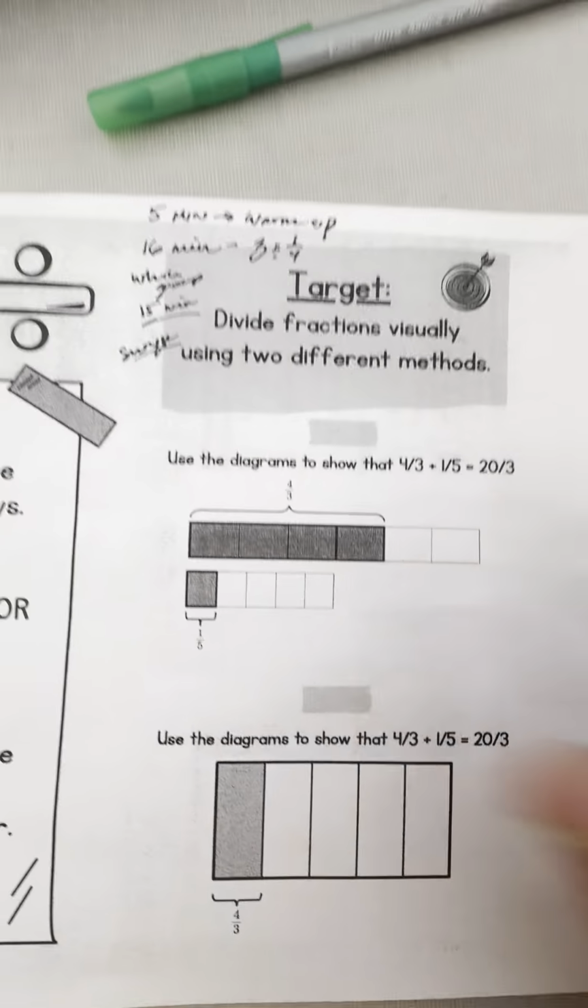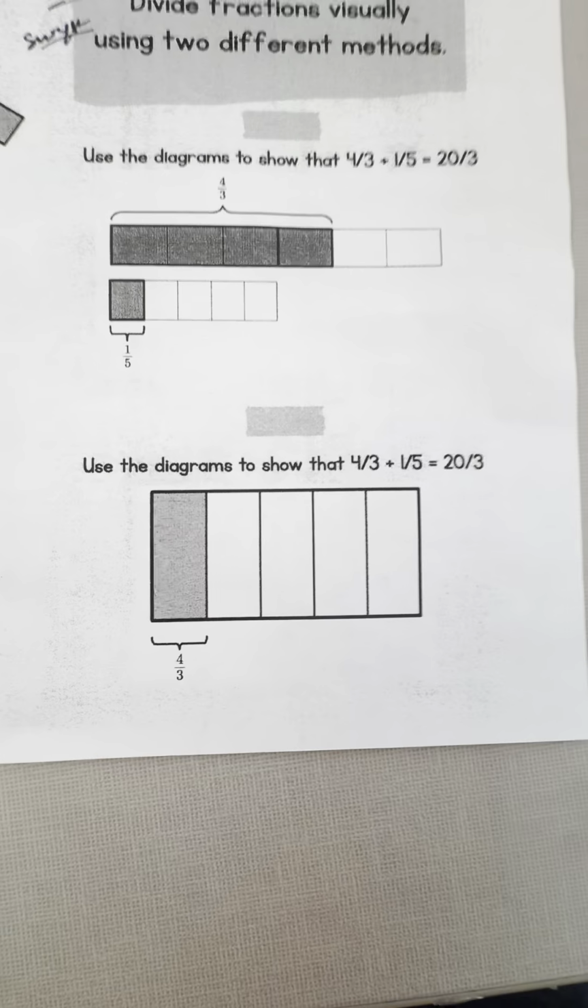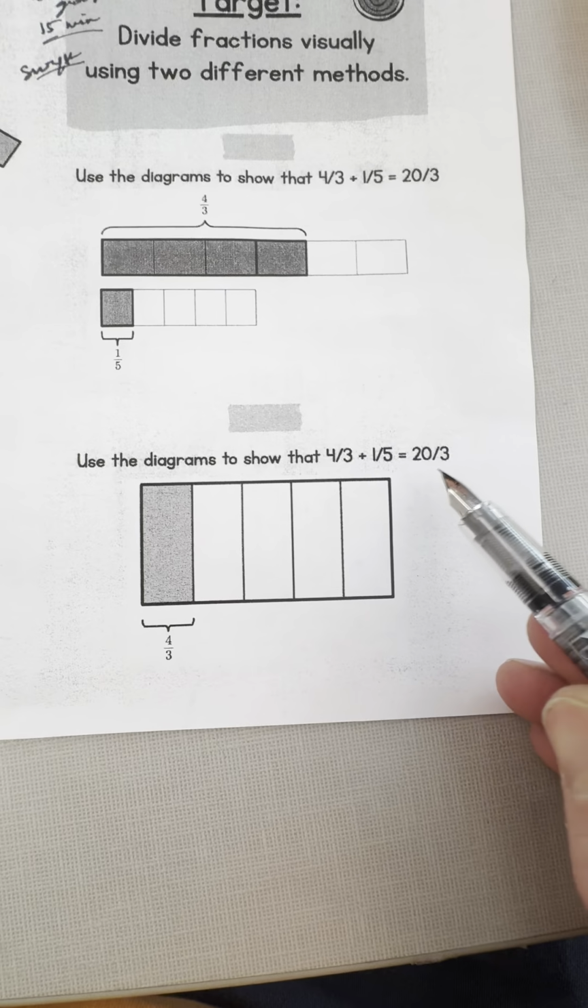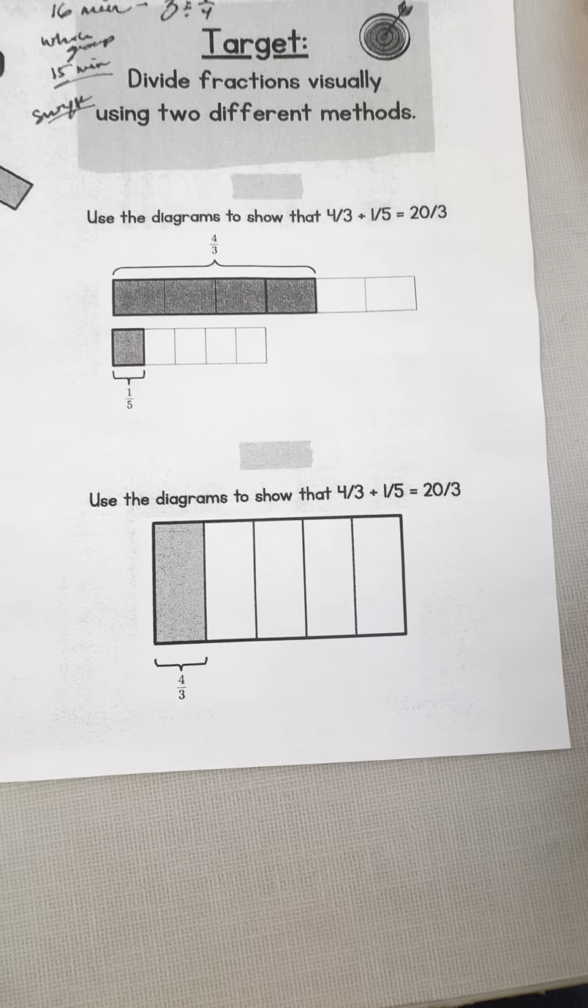So we're going to divide fractions visually using two methods. Let's start with this method down here. 4/3 divided by 1/5 is equal to 20/3. We're going to do the same problem, 4/3 divided by 1/5. We're just going to visualize it differently. So let's look at this visual.